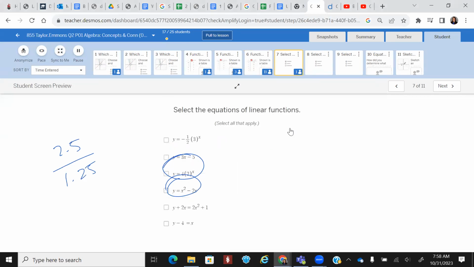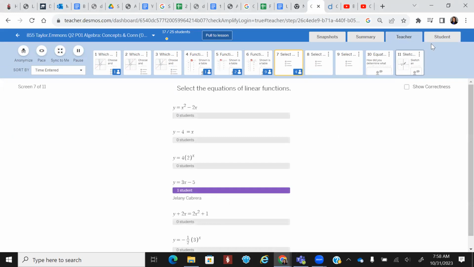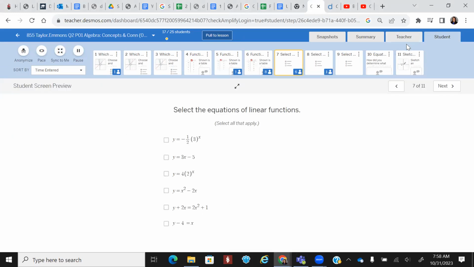Okay. Number 7, select all the linear functions. Go ahead and take a moment. Go to slide 7, pick the linear function. We got one person who answered. Go to slide 7. Okay, y equals mx plus b, right?